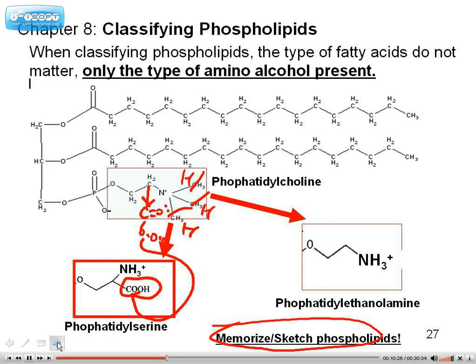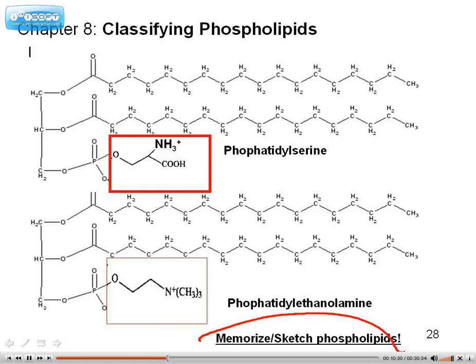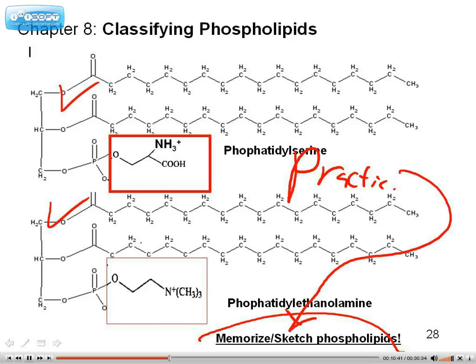I love asking these as general questions. Here are examples right here of how I could ask you to sketch these and practice sketching these, as well as naming them. Let's go ahead and move on.